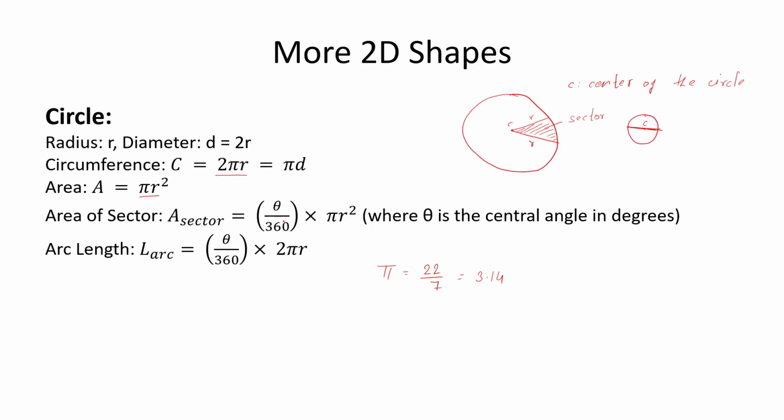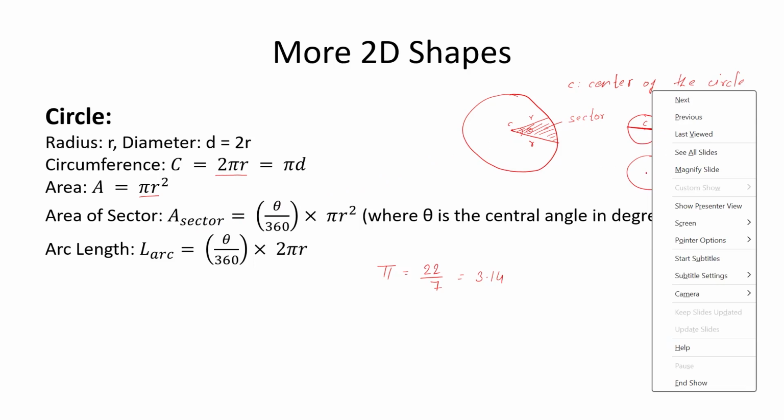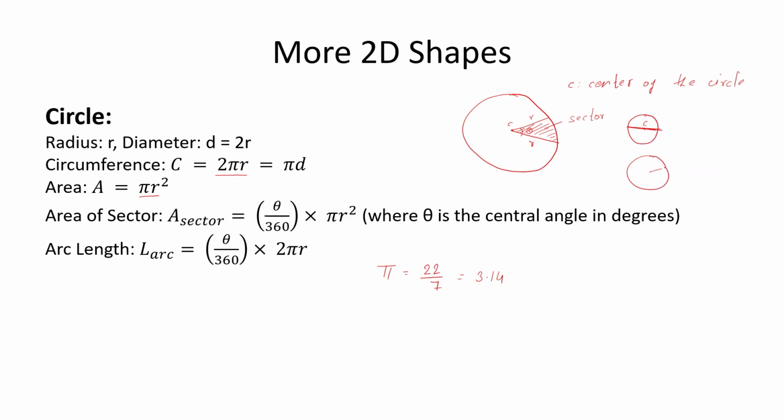Area of sector is theta upon 360. So what is theta? Theta is this angle. So take a circle. Let's say this is the center. This is a sector with angle theta. So this area is given by theta upon 360 into pi r square. Theta is the central angle in degrees.